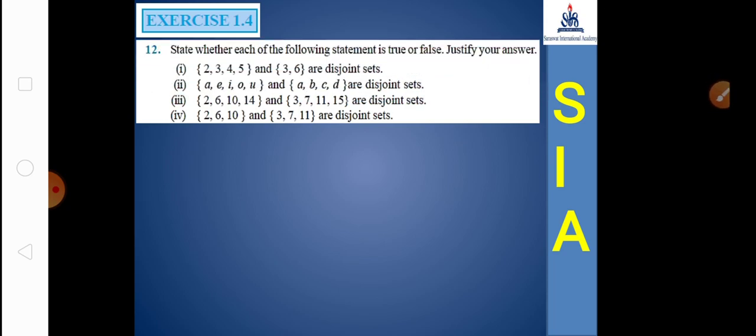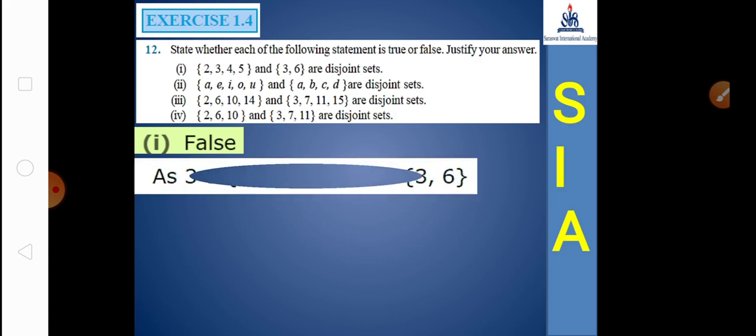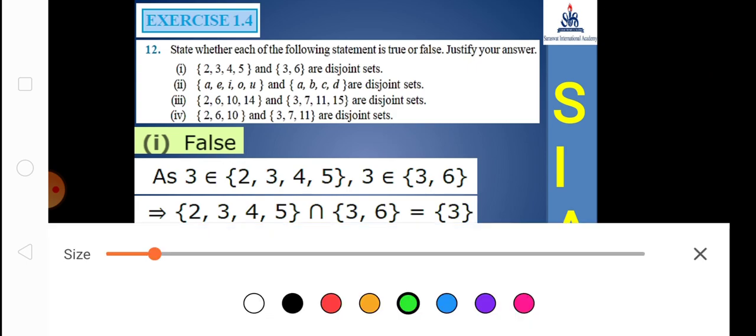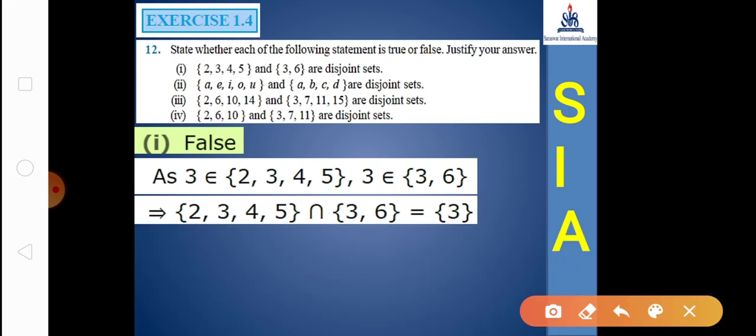Just checking whether the sets are disjoint or not. Students, checking disjoint or not means I only check whether the intersection set is a null set or not. First one: 1, 2, 3, 4 and 3, 6. Nothing common? My answer is false. Why? 3 is repeated between both sets. So 3 belongs to both sets. That's why my answer is false. The intersection set is only 3. If your intersection set is a null set, then your answer is called a disjoint set.